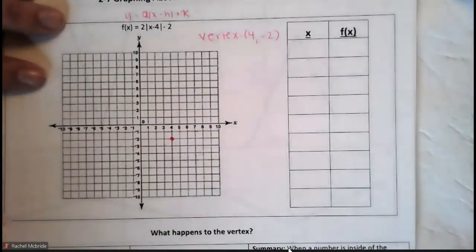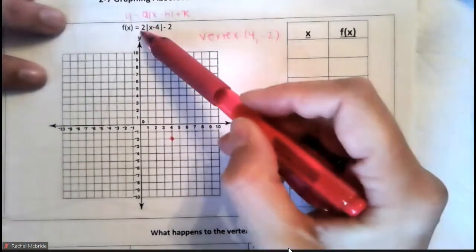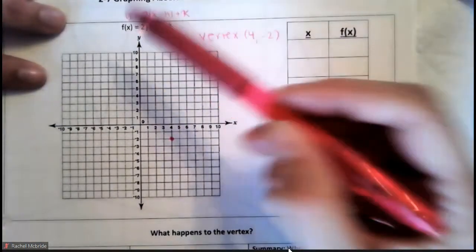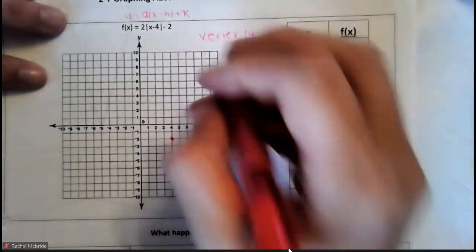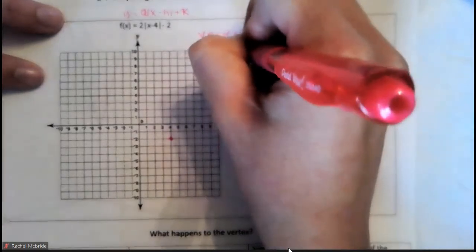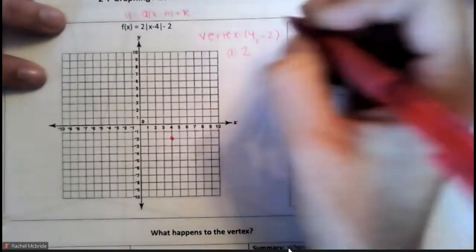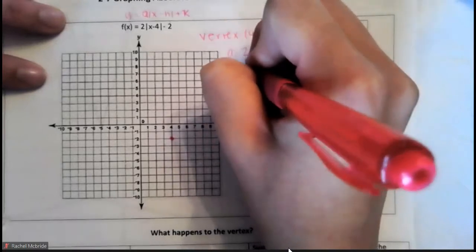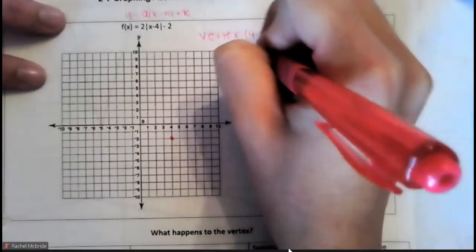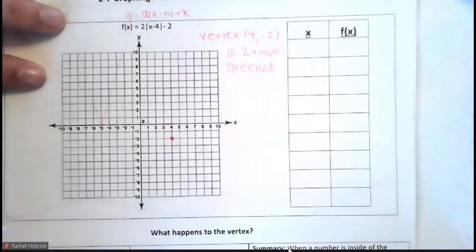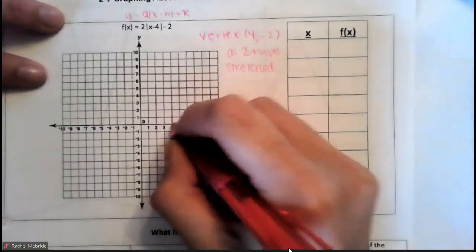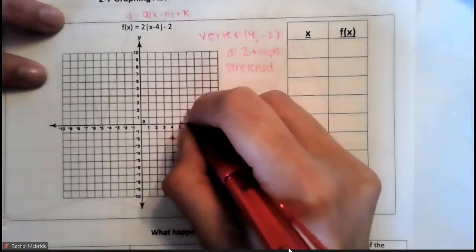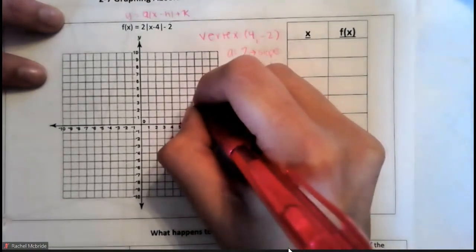Now, in order to know where my next points come from, I kind of have two choices. I can look at the a value, which represents my slope to the right, and only to the right. In this case, the a value is 2, which tells me my graph is stretched. And again, that 2 represents the slope to the right. So from my vertex, I'm going up 2, right 1, up 2, right 1, up 2, right 1.